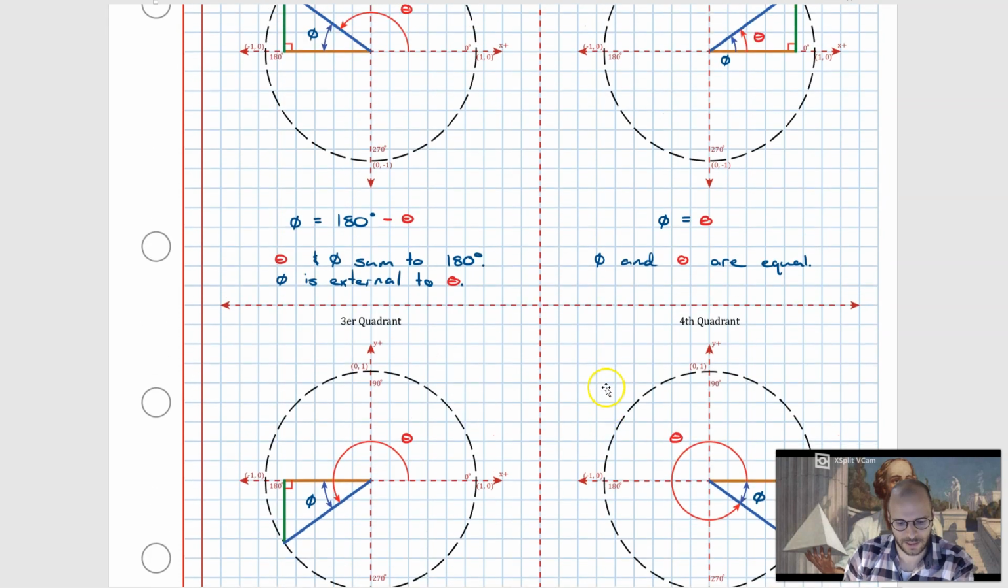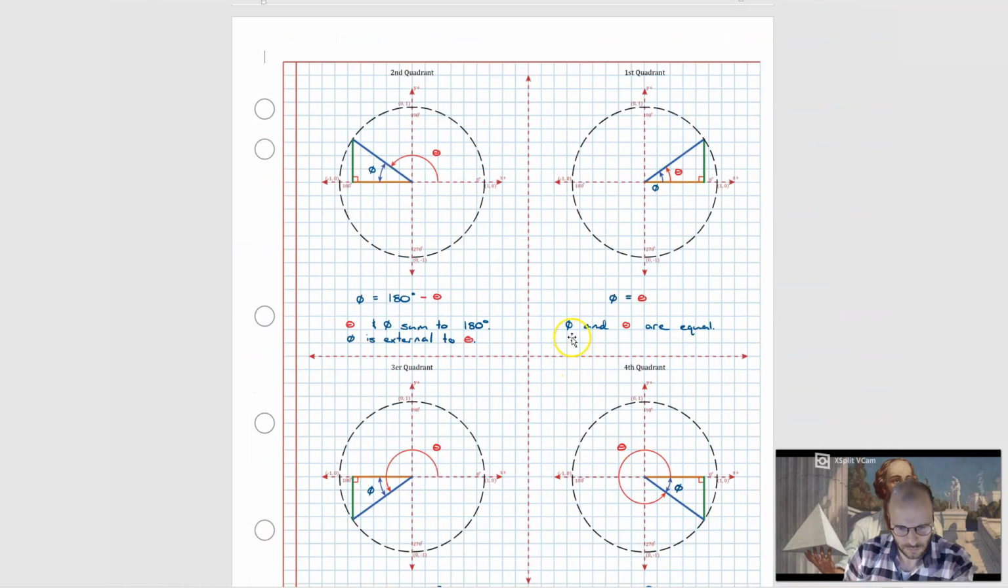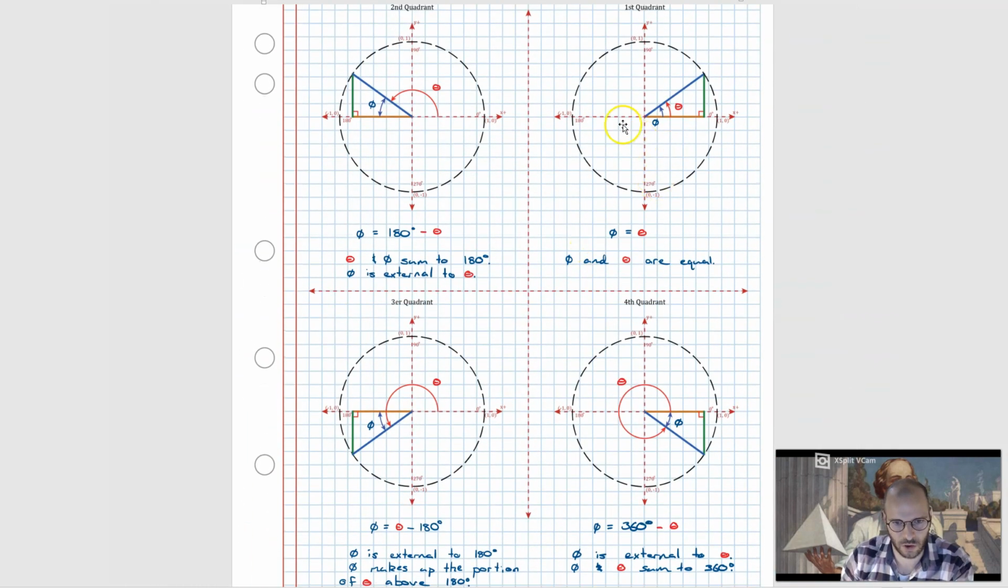So what we can see here in this diagram is the foundation of what we're setting out to understand in this particular video. So what we're looking at is the relationship of the interior angles of these equivalent triangles as theta moves around the unit circle here.